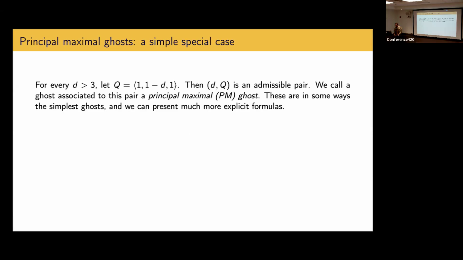If you plug this in and you plug in what you get for delta, D plus 1 times D minus 3, you can check that this always satisfies the admissible pair conditions.